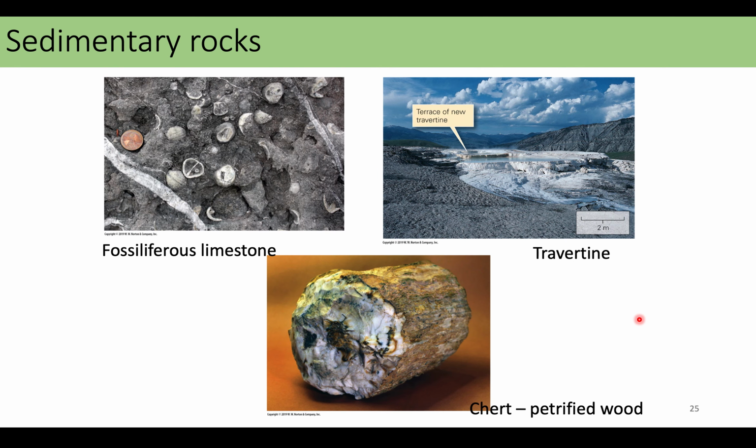So here I have some examples. Here is fossiliferous limestone. This is made of shells here. It's a layer of rock that is formed and has a large percentage of shells. Here we have travertine, which is a layer of rock that is formed from an evaporated body of water. Here are all the salts that precipitated out of this water. As the water was evaporating, it left behind all of the solid salts, creating this layer of rock.